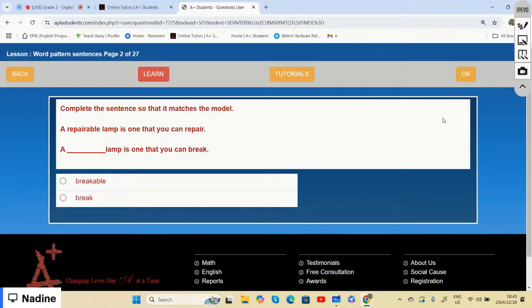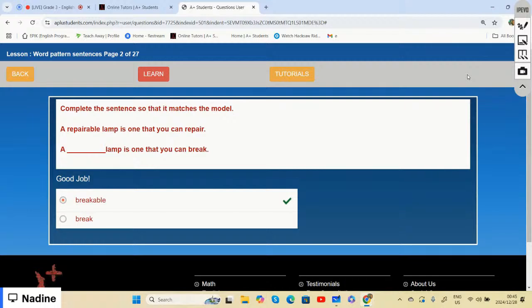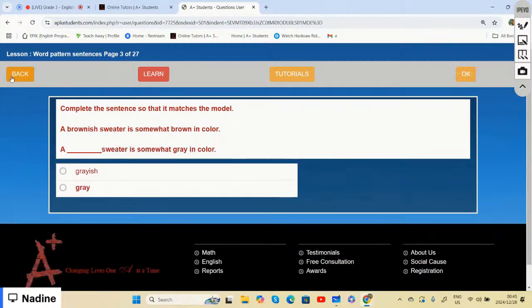All right, if we were to choose the correct option, then yes, option one, a breakable lamp is one that you can break. Well done.